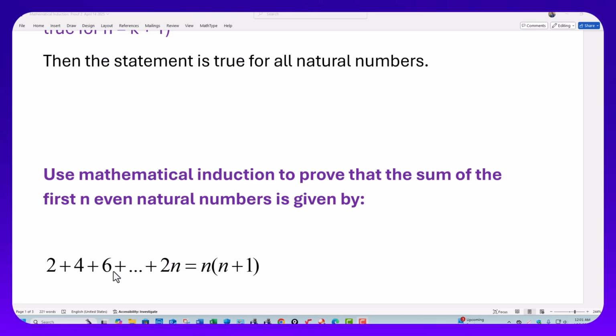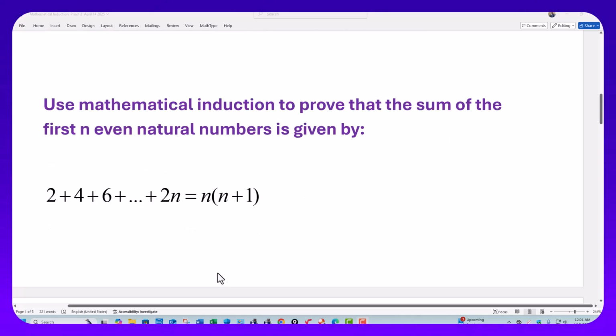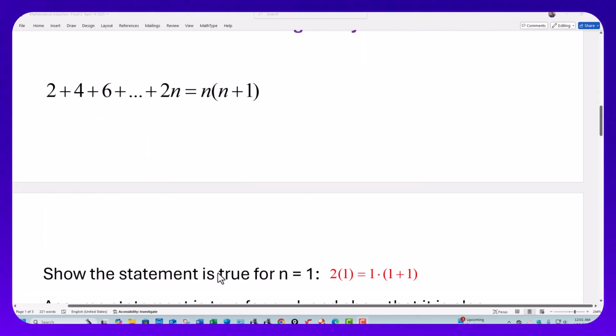You could do it for the first 3, but all you need is to show that it's true for n equal 1. Notice if I put n equal to 3, the last term is going to be 6, just this one right here. And if we add those up, we get 12. Put a 3 here. 3 and 1 is 4 times 3 is 12. So for 2, 4, and 6, we can show it's true. But all we need is 1.